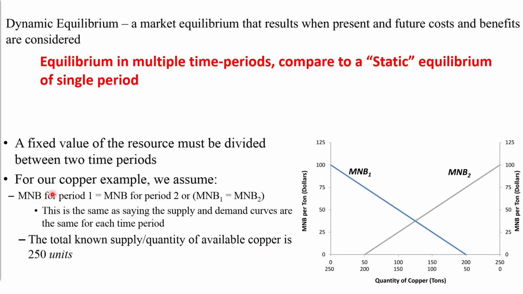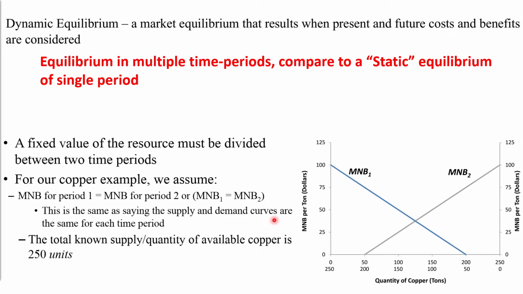In our copper example, we're going to assume that the marginal net benefit in period 1 is equal to the marginal net benefit for period 2. What that means is the market condition is the same for each time period, and the total quantity is 250 units. If the market condition is the same for both time periods, that means the optimal amount for each period, if the other is not considered, is 200 tons. We can see that here.